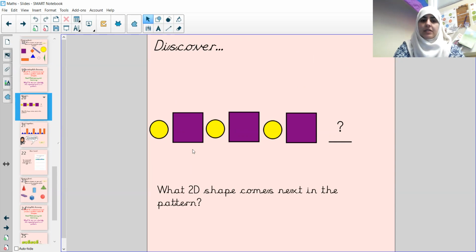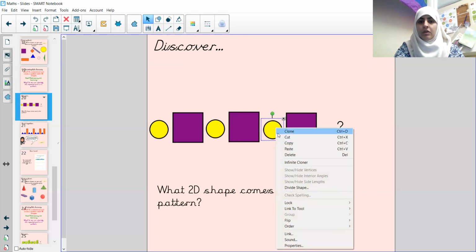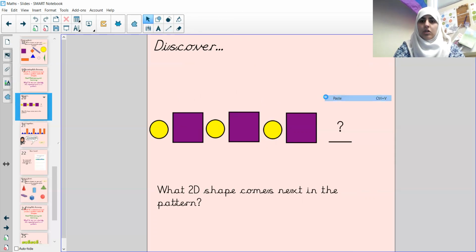Perfect. Now, if we look back all the way at the start of our repeated pattern, what does our pattern start with? What shape? It starts with a circle. So it goes first circle, then square. Circle, then square. Circle, then square. And I'm pretty sure there should be a circle, so you have to make sure you have that circle there.